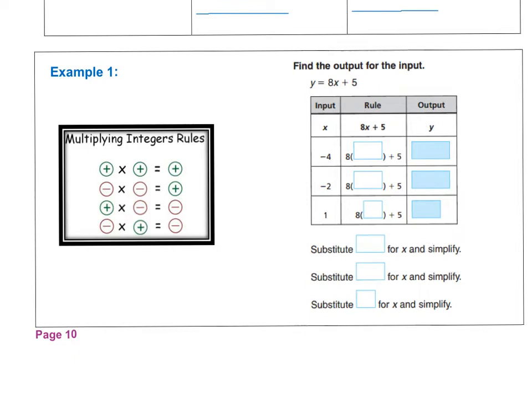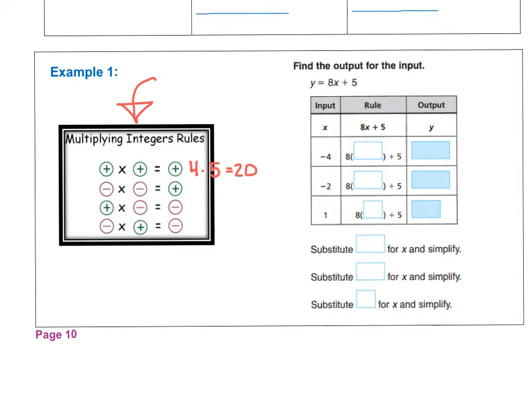Example 1. The first thing I want you to notice is this chart here. This chart has the integer rules, which we're going to need today, just as a reminder. The way to read this: if I have a positive number times a positive number, I get a positive product. For example, 4 times 5, those are both positive numbers. That's just going to give me a positive 20.